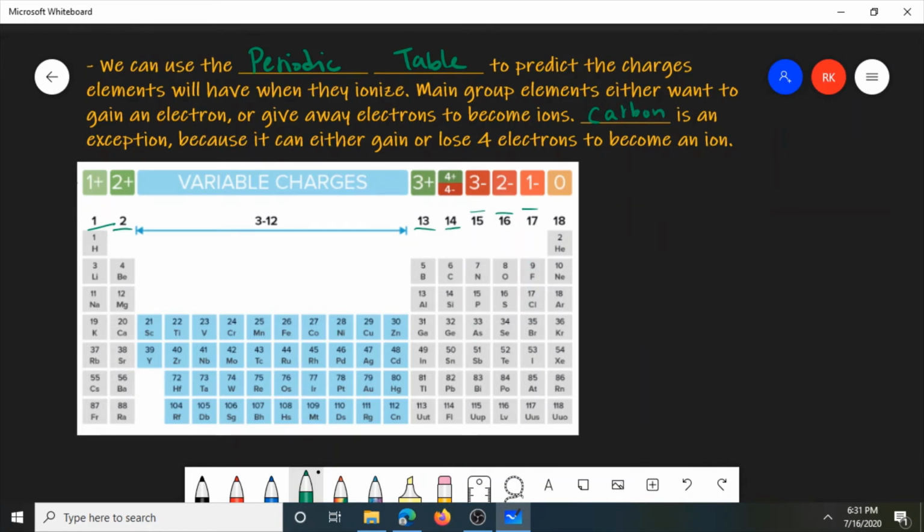Let's try an example problem. Let's first try to write KCl in words. We know that Cl is chlorine and K is potassium.